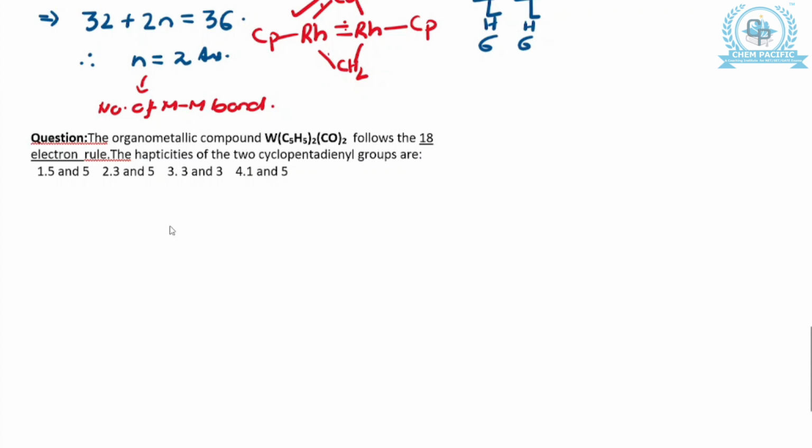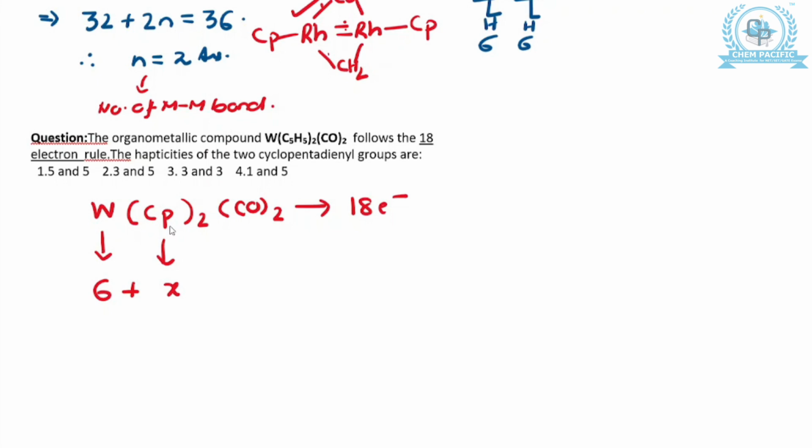Now the organometallic compound follows the 18 electron rule, and the haplicities of two cyclopentylene groups are this, this and this. So this is very easy. This is tungsten and in the Cp mode, there will be two different haplicities. What they are, we don't know. But if this complex is stable and it is having only one metal, so definitely it is going to obey the 18 electron rule. Okay, so students, look, the tungsten has 6 valence electrons. The hapticity of Cp, you are having x plus y. We don't know the hapticity, that is what we have to calculate, the hapticities of the 2 Cp. So we are seeing x plus y, and this overall 2, and once you is 2 electron donor, so this is equal to 18.